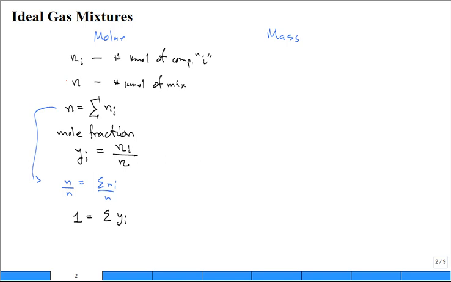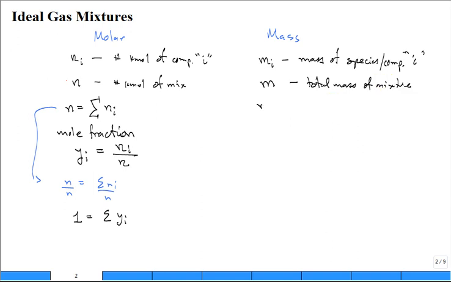Let's go to a mass description. So we'll introduce the concept of m sub i, not to be confused with n sub i. M for mass. So it's the mass of species or component i. I use those words interchangeably. That's m sub i. Well, what's m? That's the total mass of the mixture. How are they related? Well, m is the sum of m sub i. Do I have to derive that? Not really. If I sum up all the component masses, it's equal to the total mass.